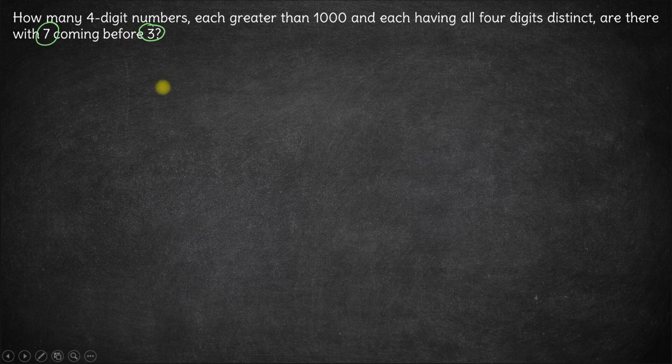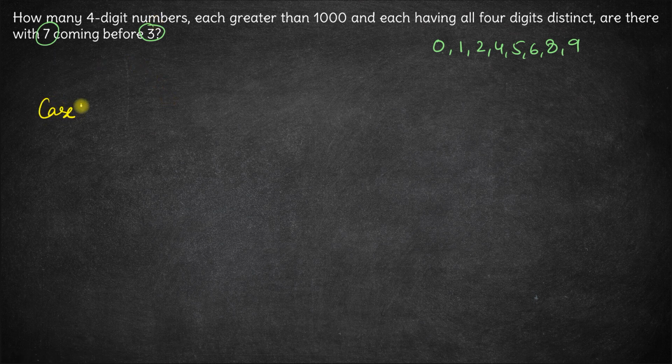So what we need to do is select 2 more digits out of the remaining digits. The remaining digits are 0, 1, 2, 4, 5, 6, 8 and 9. So we have total, sorry, 8 digits, right? Out of these 8 digits, we need to select 2 more digits. So we'll have 2 of these selected digits, 7 and 3, to be arranged such that 7 comes before 3.